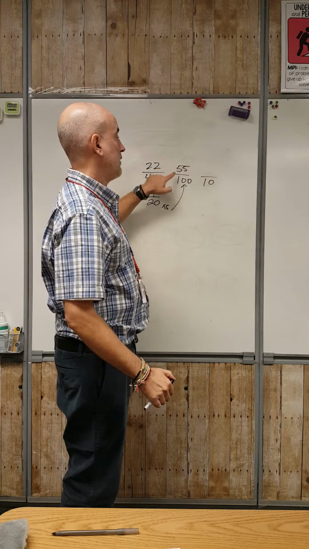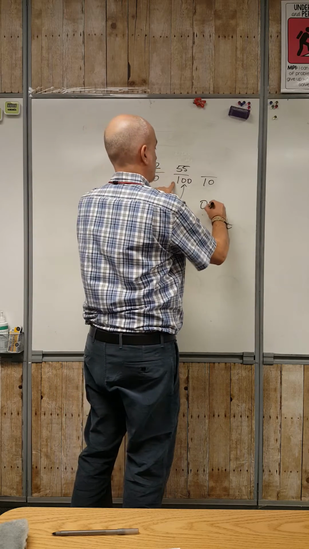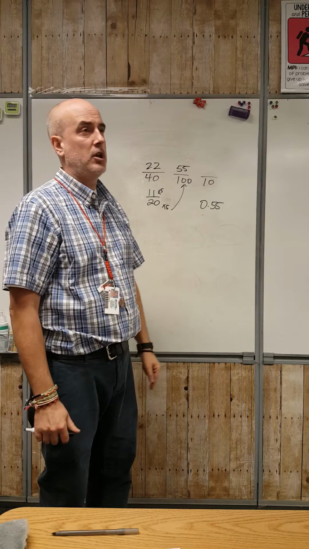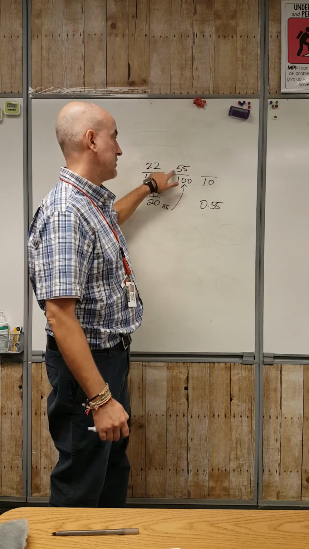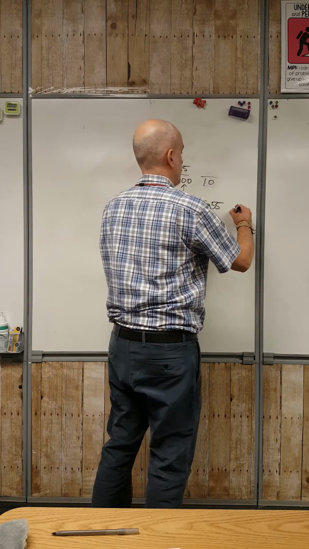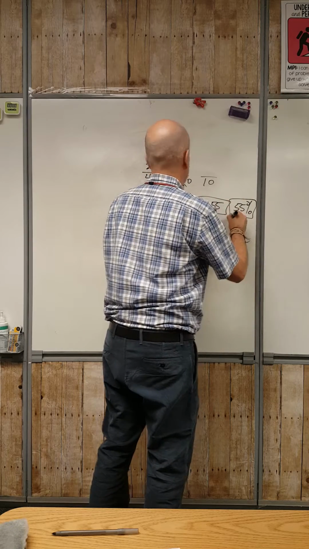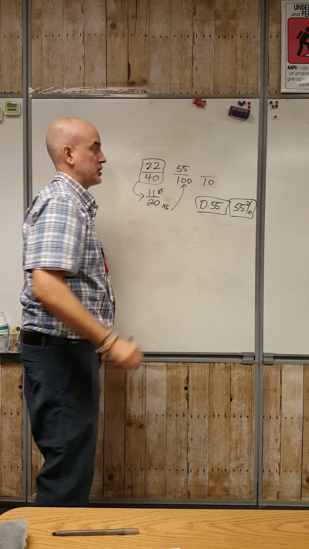Now that I have 55 over 100, 55 hundredths, that's another name for this decimal, 55 hundredths. So there's the decimal. We learned that percents mean out of 100, so since we already have this out of 100, that would be 55%. Right? So these would be the answers that we could use. Or this would also be a correct fraction.